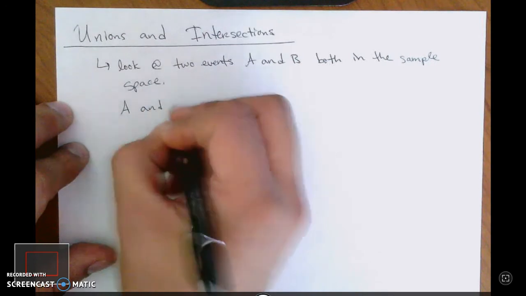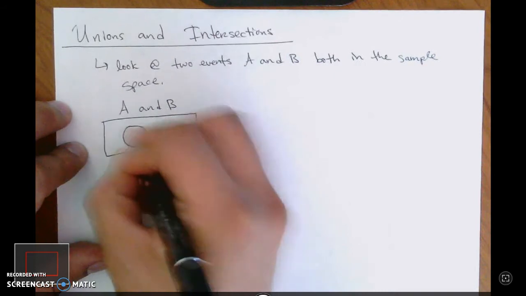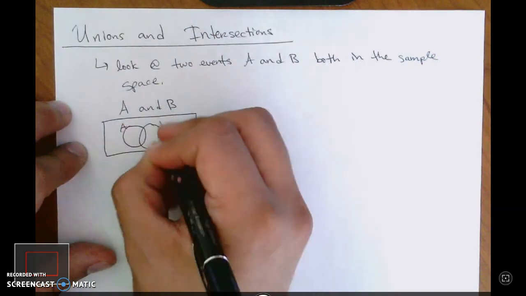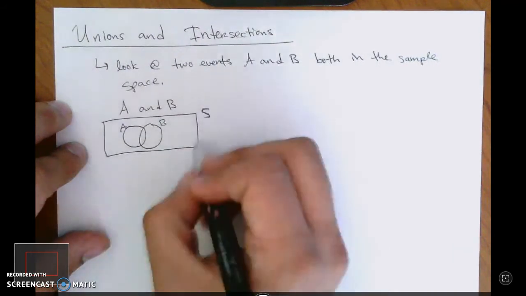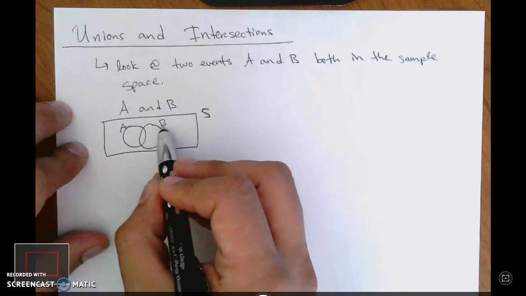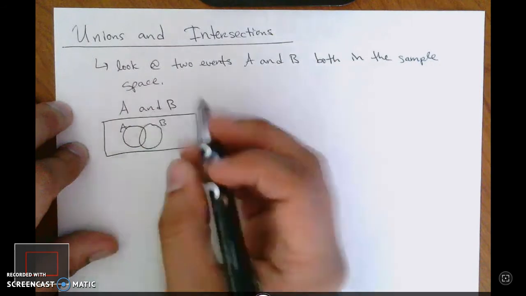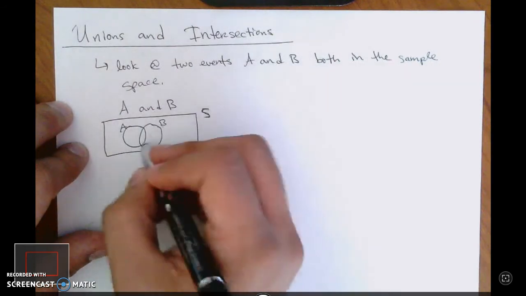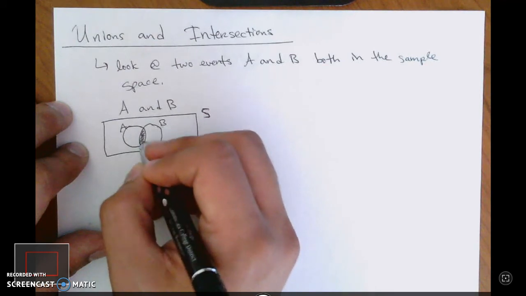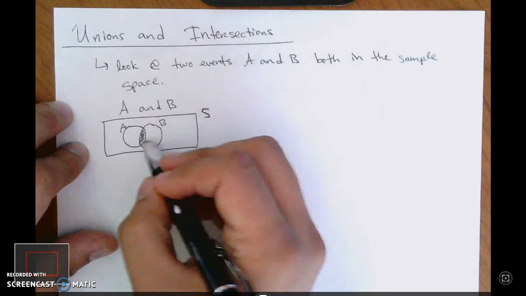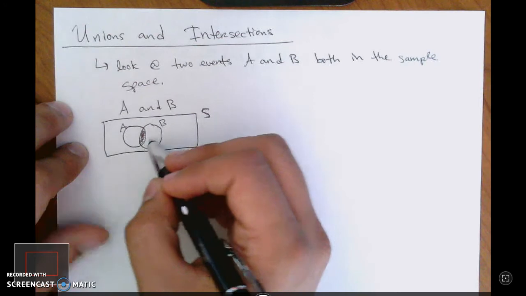Let's say you have two events. Here's A and B. And say this entire square is my sample space. Here's event A and here's event B. Well, if I say event A and B, what I'm basically talking about, if I denote it in this Venn diagram, is everything in the middle. So the event A and B occurring will be everything in here.